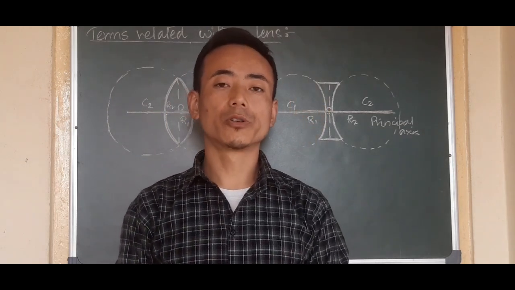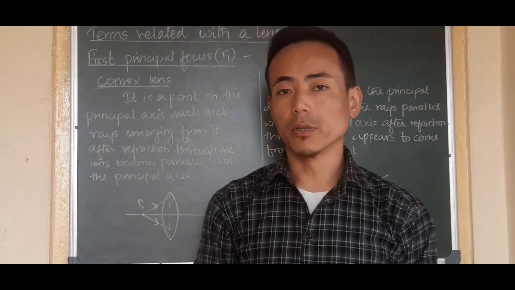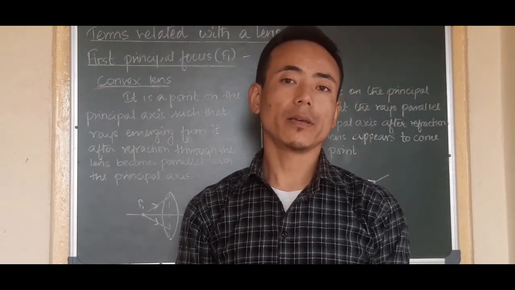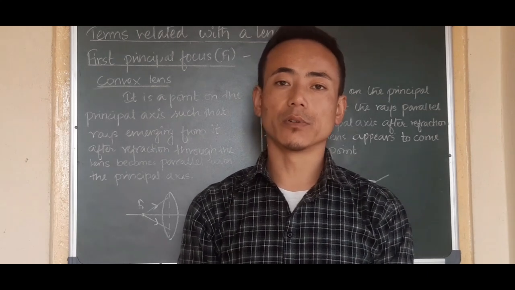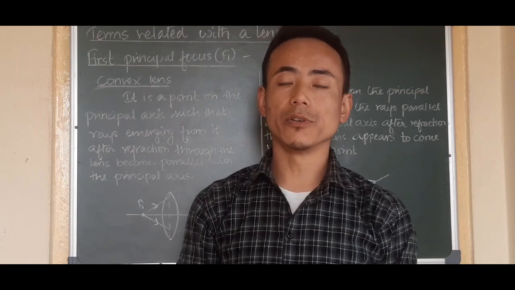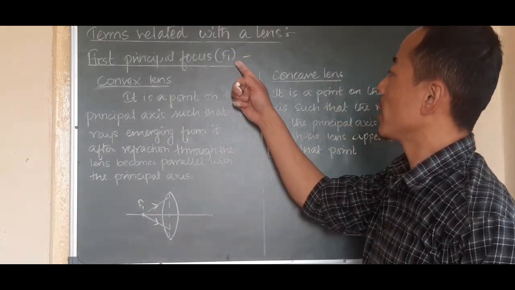Let's discuss more terms related with the lens. So let's discuss the focus. First, principal focus. In case of a lens, we have two foci. So the first focus and the second focus, and its definition will be slightly different. So let's discuss it individually. So first, principal focus, which is represented by F1.